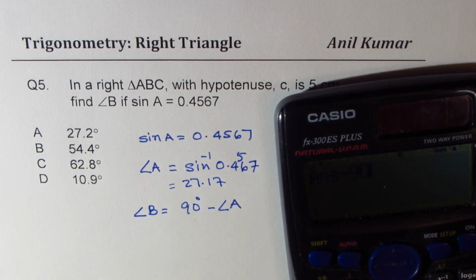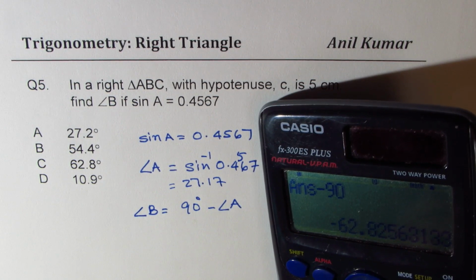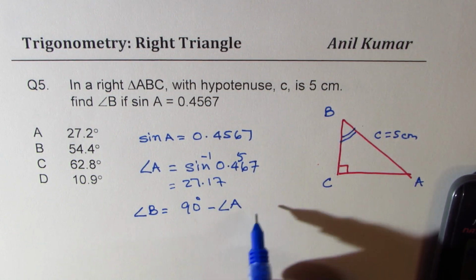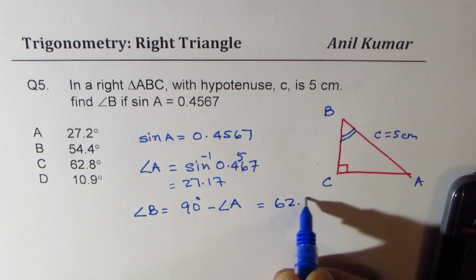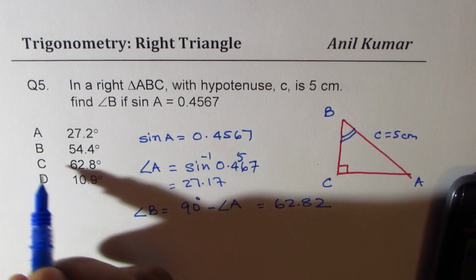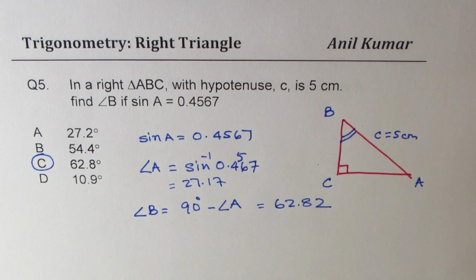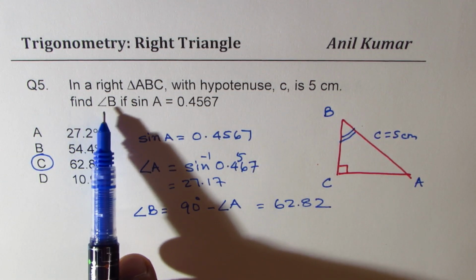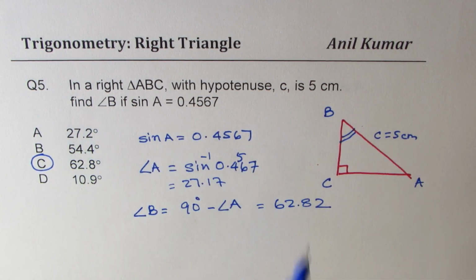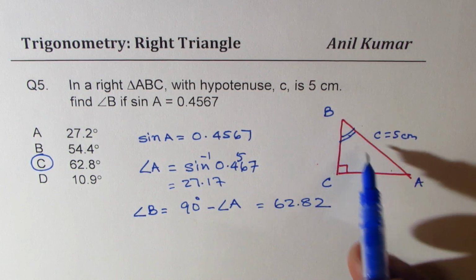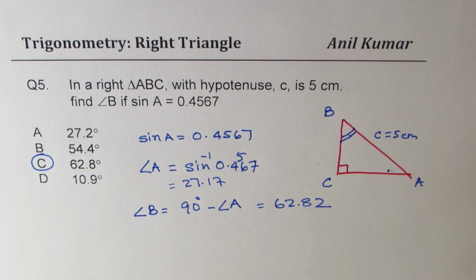So we'll take it away from 90. So let me do the other way. Taking 90 away, 62.82. So we get here 62.82. So option C is the right option for us. So remember, we want to find angle B, right? So this is 90. So the sum of these two is also 90.